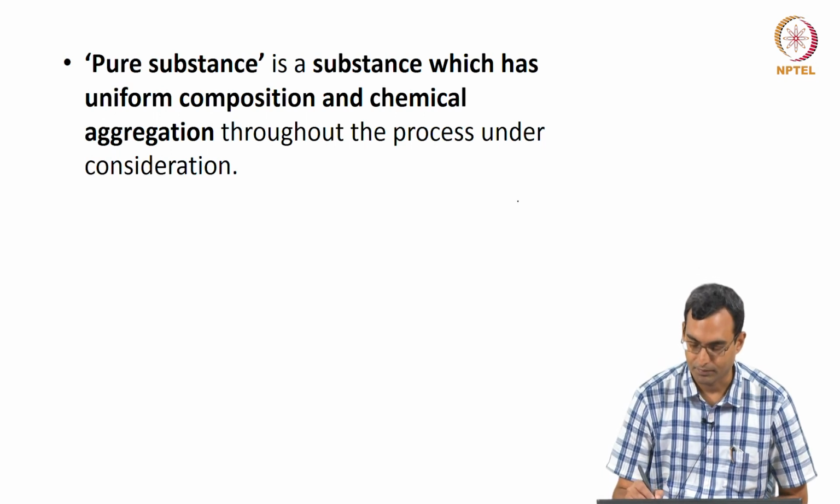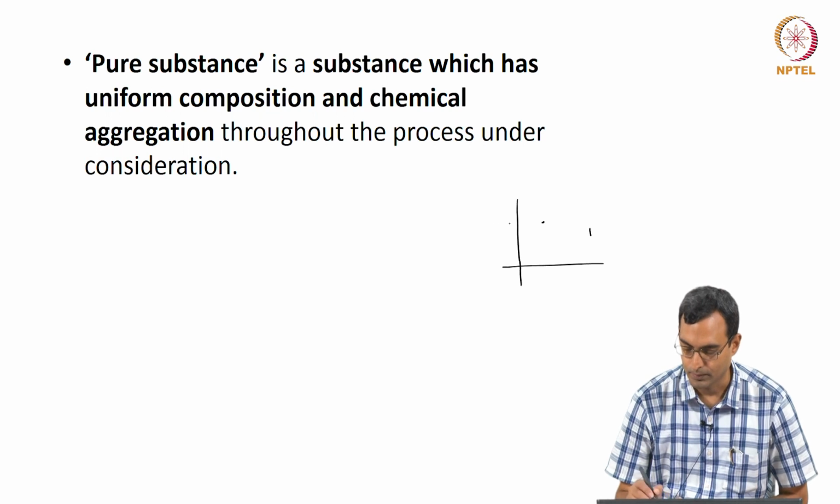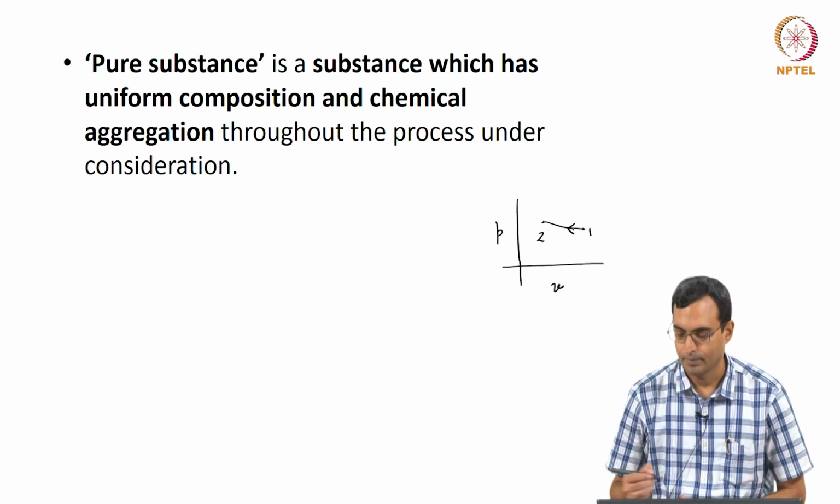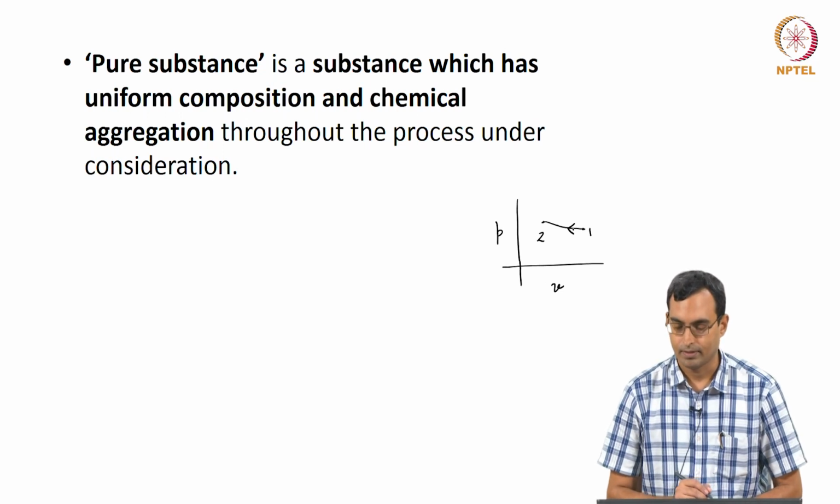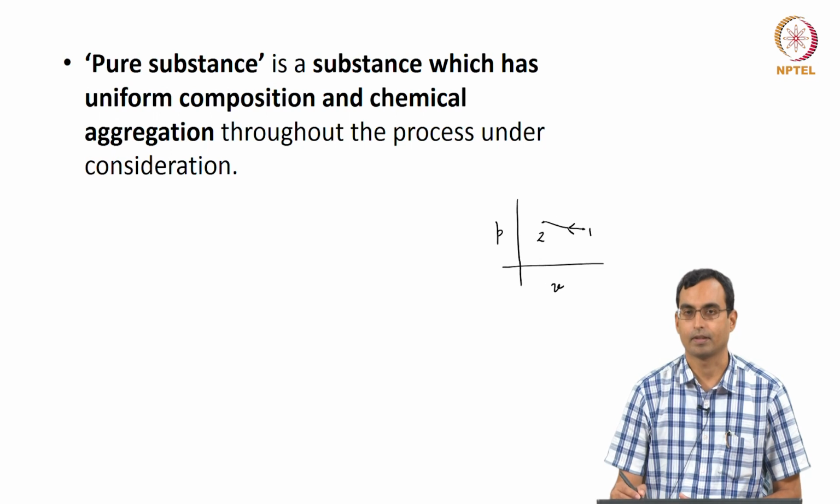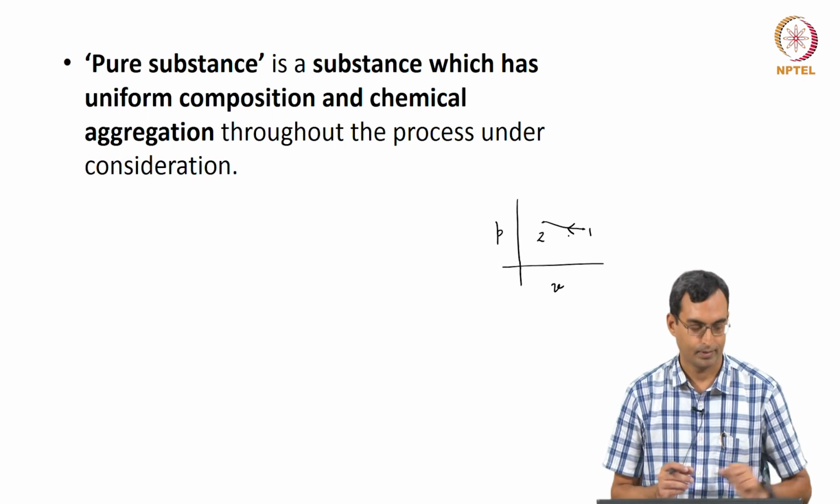So, for example, if we have some process going from some point 1 to some point 2 on, let us say, a PV diagram, then all we are interested in is the composition and chemical aggregation during this process. We are not concerned about what the substance is when it is not being used for this process.